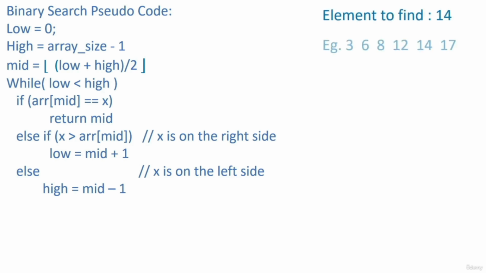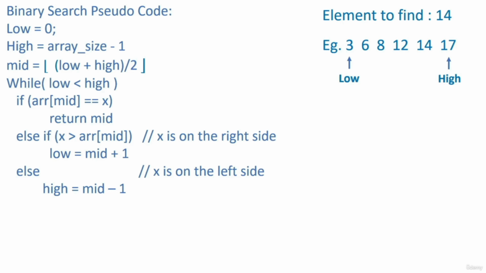For example, in an array, we have to find the element 14. The array contains 6 elements, and according to our pseudocode, our low will be at index 0, on which 3 is present, and high will be at index 5, on which 17 is present. Since the elements are 6, the highest index will be 5.